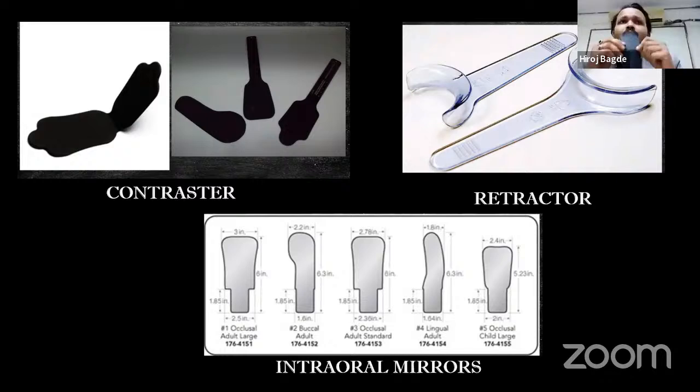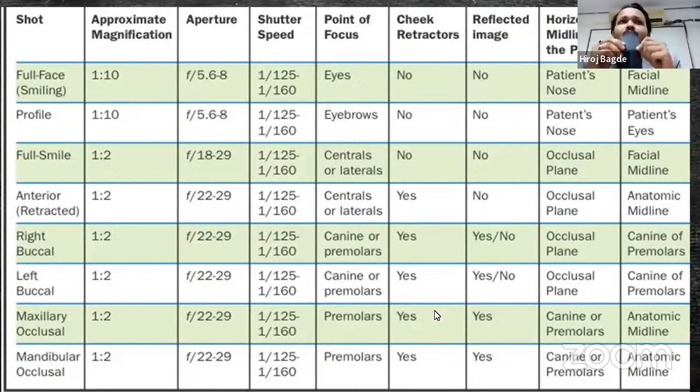Now, some terminologies which I have mentioned. I will go directly towards what images are being given by the IACD. We have different protocols, and different societies ask for different types of photographs. Whenever we are giving photos for publication or for recording purposes, I'll share with the group: the full face smiling profile, full smile, anterior retracted, right buccal, left buccal, maxillary occlusal, mandibular occlusal. These are the photographs kept with the patient whenever the patient is recorded for a case.